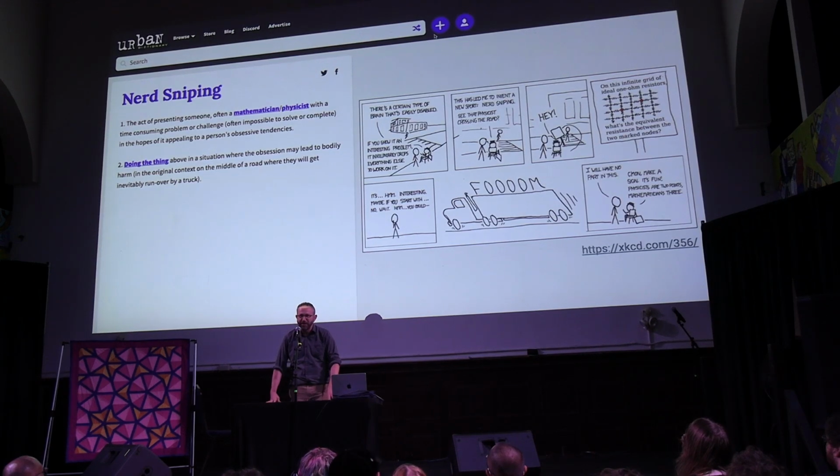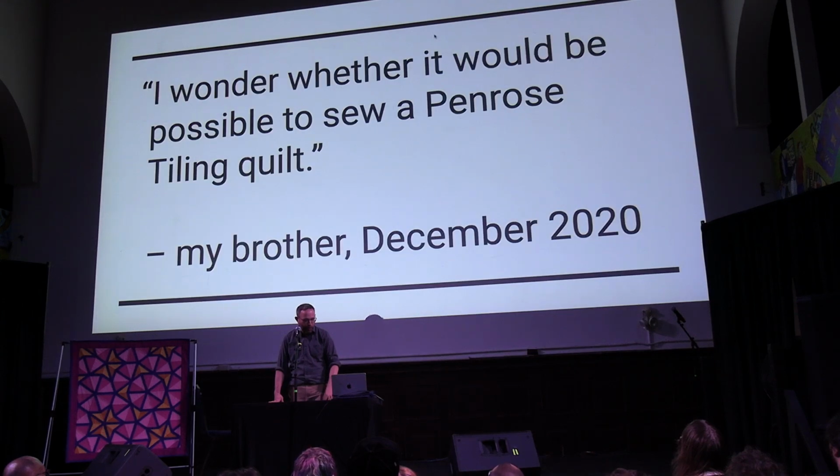I'm going to start with the definition of nerd sniping. I don't know if anybody has ever heard of nerd sniping, but it comes from an XKCD, where if you tell a physicist an interesting problem as they're crossing the street, you can actually cause them to get injured in traffic. The idea is that there's a problem so interesting, so captivating, that you have to drop everything and think about it, even at great personal risk. So I too was nerd sniped by my brother.